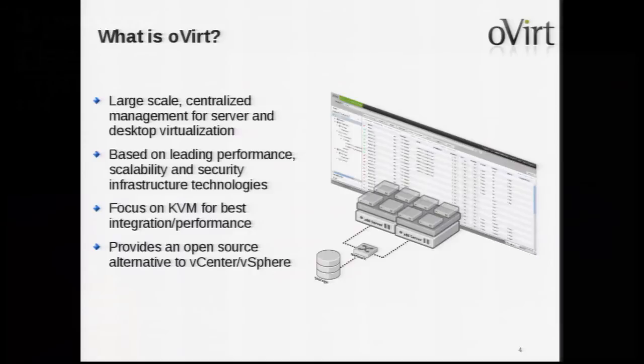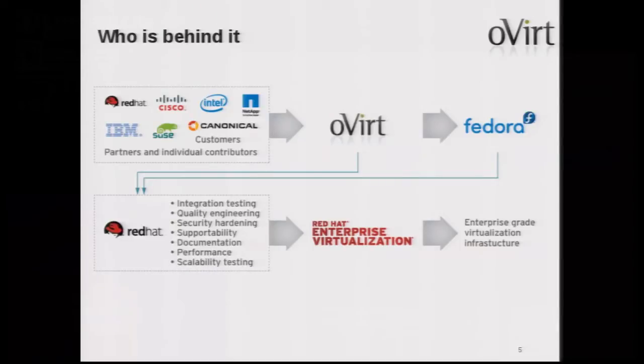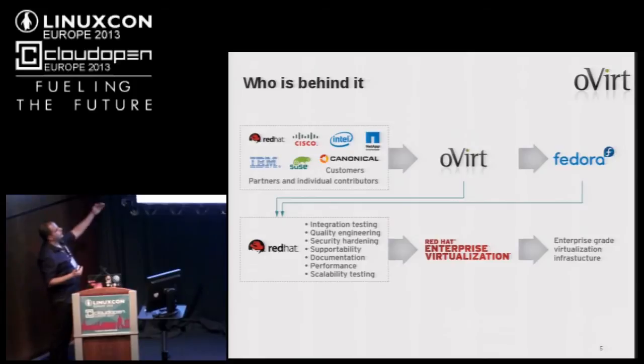So, are you familiar with oVirt, everyone here? Who isn't familiar? Okay, so basically oVirt is a large-scale centralized management environment for desktop and server virtualization. Basically, it gives you a way to manage your data center based on leading performance, scalability, and security technologies. It's based on KVM in its main backend, and it basically provides an open-source alternative to vSphere or vCenter if you got a chance to work with these products. A very powerful product, a large community behind it. Many companies also contribute to the project. We have a Fedora release, and then we take this release and also release Red Hat Enterprise Virtualization as a product. But today we came here only to discuss the oVirt project.